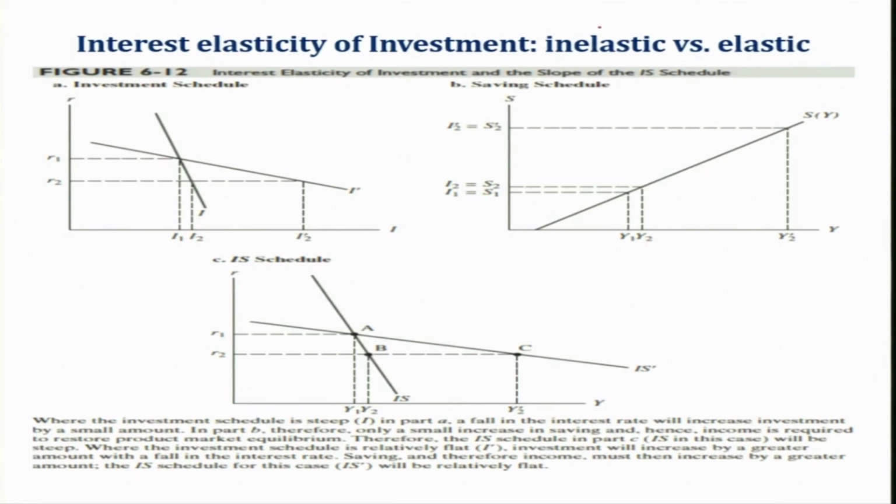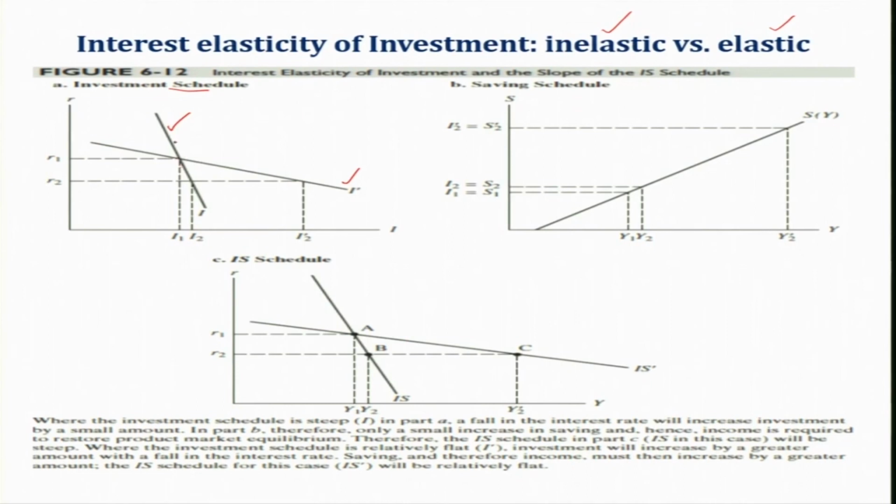Another case is, one case is it is very inelastic, and another case is it is very highly elastic. So in this diagram, the part 1 investment schedule, this investment curve is very steep, which means it is relatively inelastic. This one is inelastic, and this I1 curve is more elastic. So what does it mean?